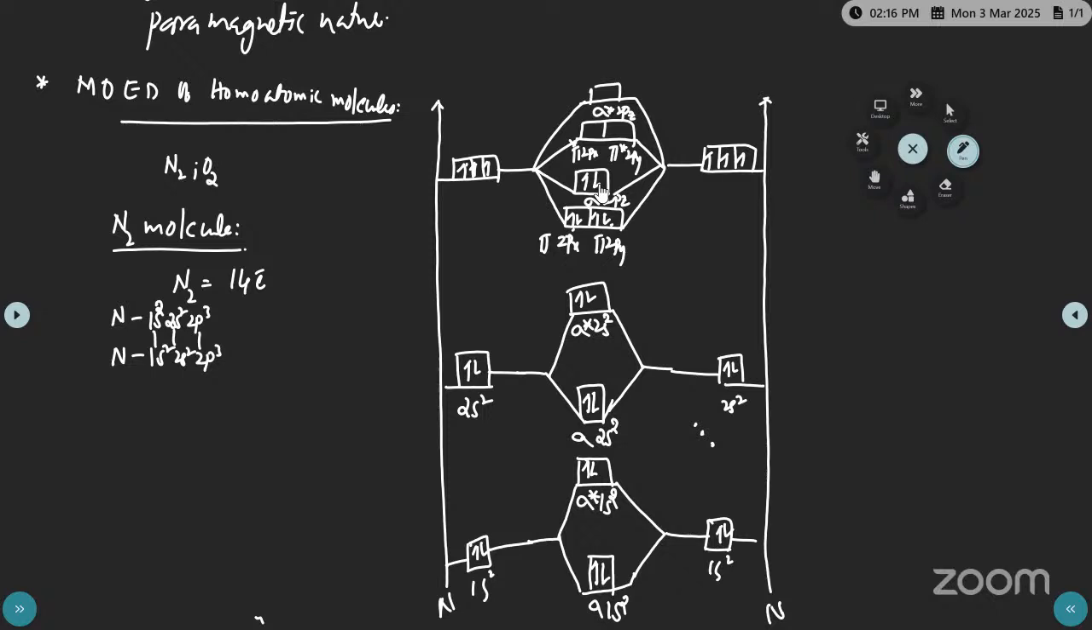ఎలా రాయాలి? So ఇక్కడ how many electrons are present in the pi 2px? 2. Pi 2py? 2. Sigma 2pz? 2. Okay. So write the molecular orbital electronic configuration. So చెప్పండి molecular orbital electronic configuration, MOEC. Okay. Sigma 1s2, sigma star 1s2, sigma 2s2, sigma star 2s2.